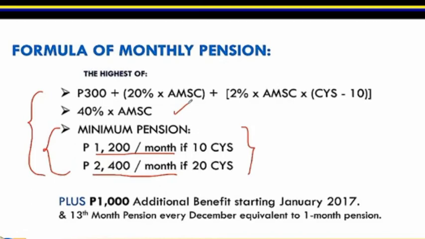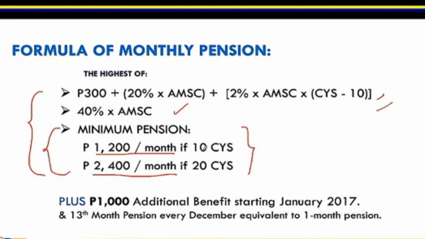But let's say, mababa dito sa dalawa, sa first formula and second formula. Then we will give itong minimum pension if it is the highest among the three. Alright? So we compute the monthly pension based on these formulas, and whichever of these will yield the highest amount of monthly pension, that is the amount that we give to our members who are filing for the retirement benefit.